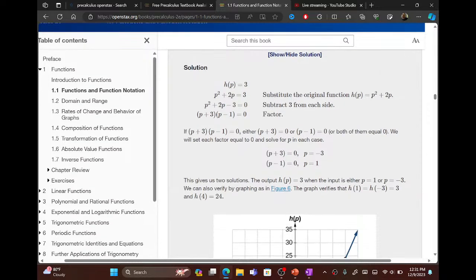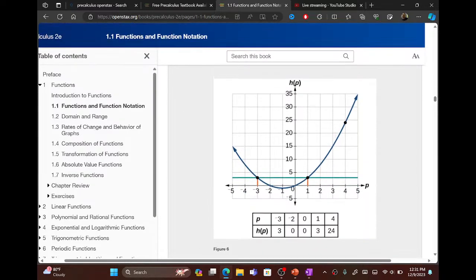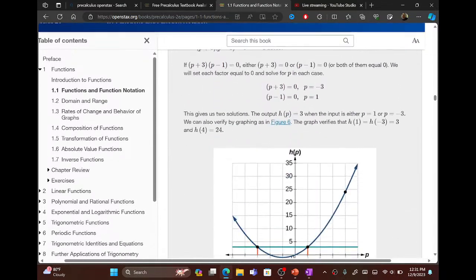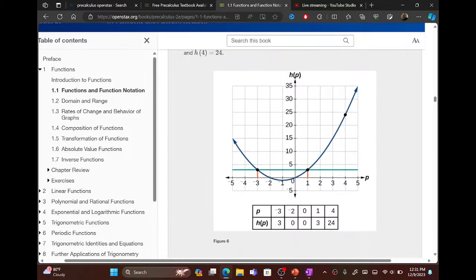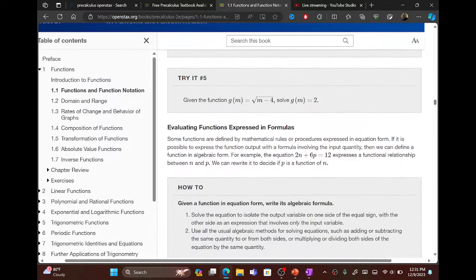So yeah, some of this involves actually factoring. We can clearly see that when h of p is equal to 3, we can clearly see that graphically here on figure 6. Okay. Now we're going to look at the try it number.